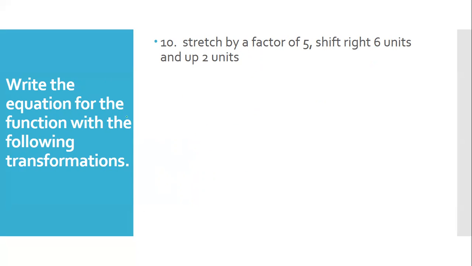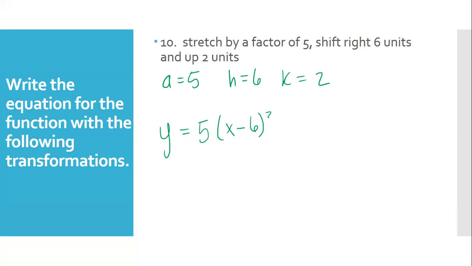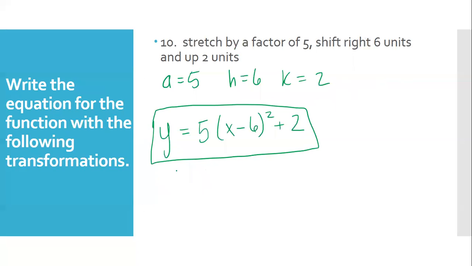Okay, so we want to stretch by a factor of 5, shift right 6 units, and up 2 units. So we have our a equals 5, our h equals 6, and our k equals 2. Plug it in. So y equals a, which is 5, (x minus h, which is 6) squared plus k, which is 2. So you read, identify, and plug in.